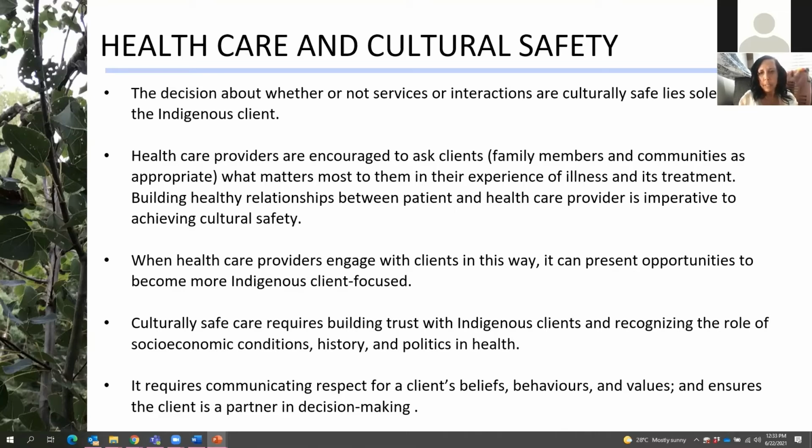So when healthcare providers engage with clients in this way, it can present opportunities to become Indigenous client focused. And culturally safe care requires building on trust with Indigenous clients and recognizing the role of socioeconomic conditions, history, and politics in health. And always remembering the underlying social determinants of health also includes colonization.